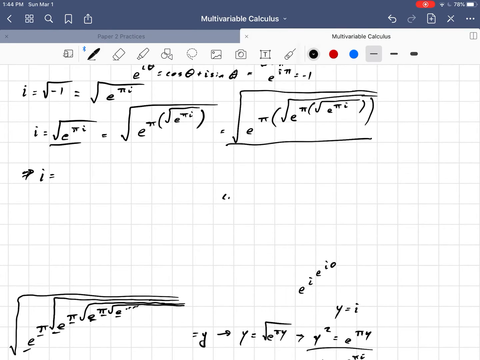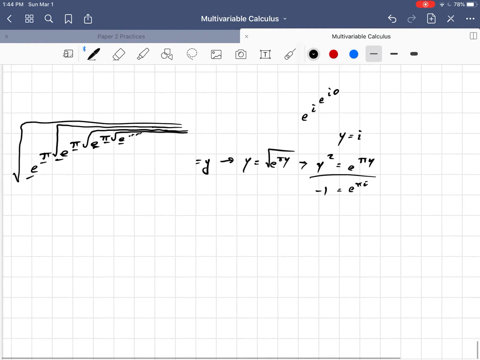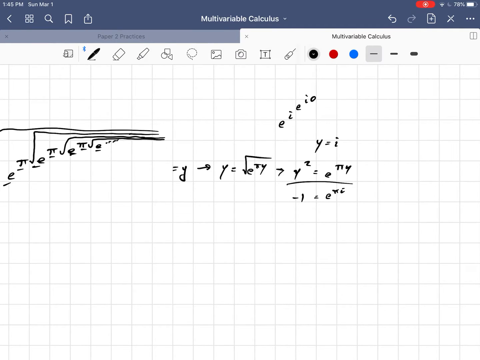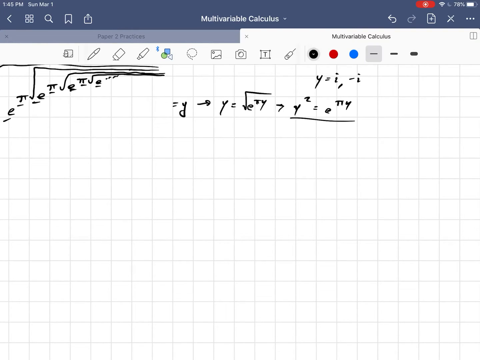Well, let's see. If I plug in negative pi, cosine of negative pi is cosine of pi, which is negative 1. That's interesting, right? Because y equals i works, negative i works, but this equation here also has a real result.